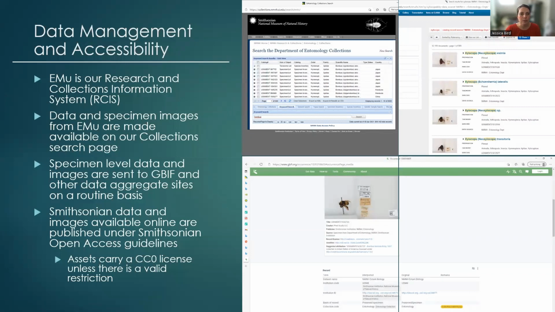EMU is our official database of record. That means that if a specimen is not in EMU, then it is not considered digitized. We make our data publicly available on our own collection search page, and then specimen level data and images are sent to GBIF and other aggregate websites on a monthly basis. I also want to point out that all Smithsonian data and images published online are done so under the Smithsonian Open Access Guidelines. That means that all assets carry a CC0 license unless there is a valid restriction.